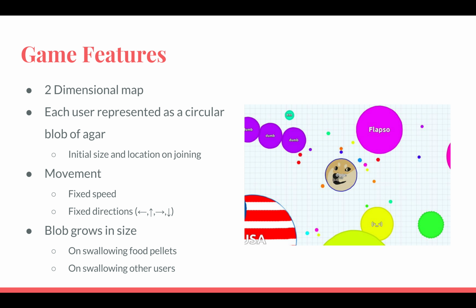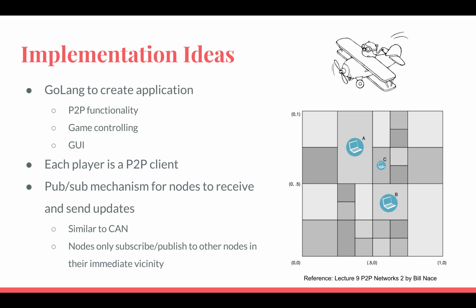So the game features that we're going to implement are going to be pretty similar to the game that you just saw on the video. We're basically going to have a two-dimensional map where each user is represented as a circular blob. The movement is going to be pretty limited, but we're going to have fixed speed and we're going to have fixed directions in left, right, up, or down. As you saw in the video, the blob is going to grow in size on swallowing food pellets or on swallowing other users.